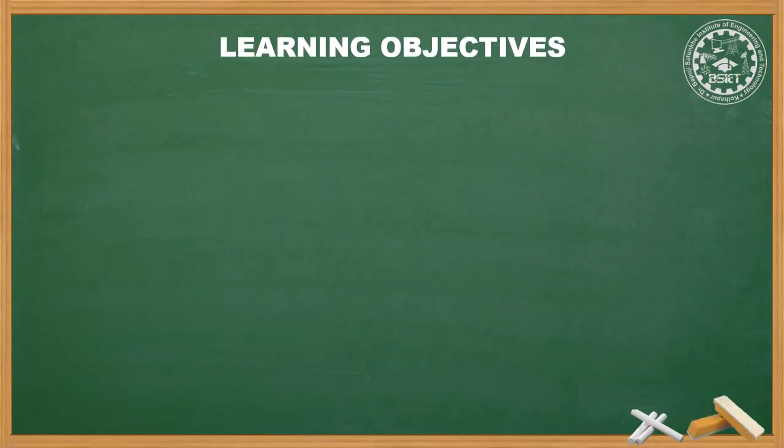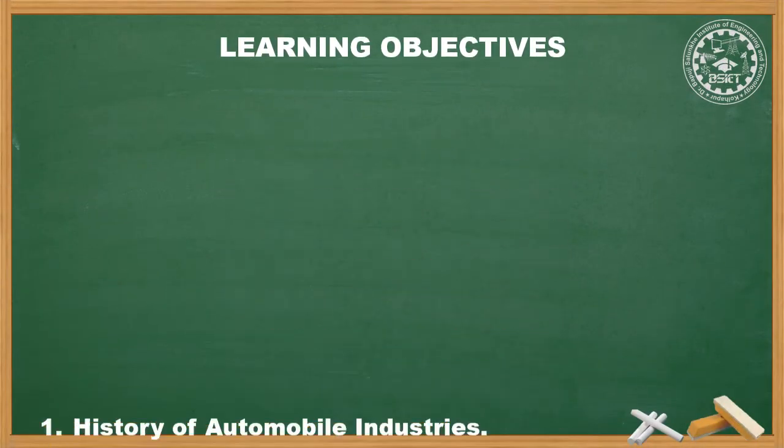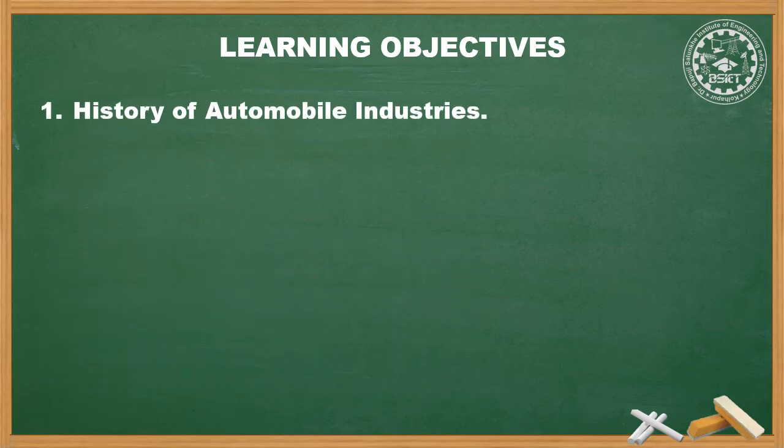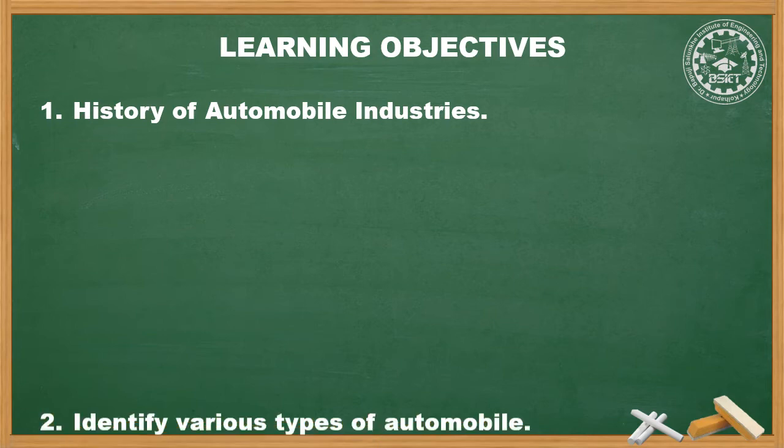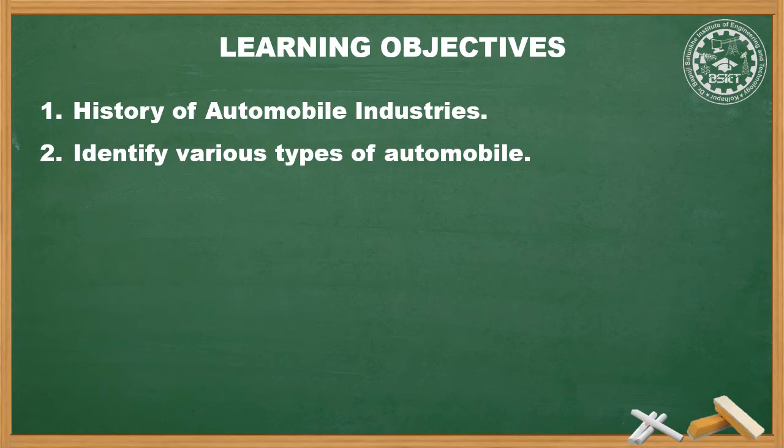The learning objectives of today's session will be, number 1, first, we will be studying the history of automobile industry, that is how automobile industry has developed and what is its current scenario in the world. We will be listening to the history of automobile industries. Second, identify various types of automobile. The different types of automobile or classification of automobile will be studied in today's session.